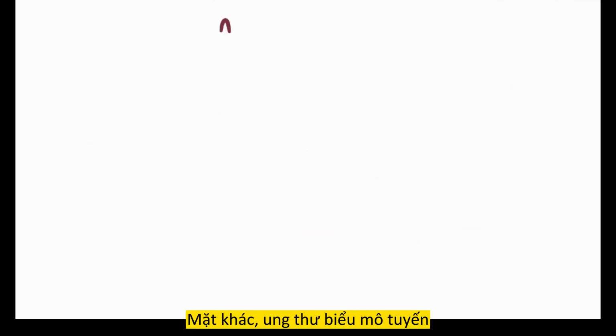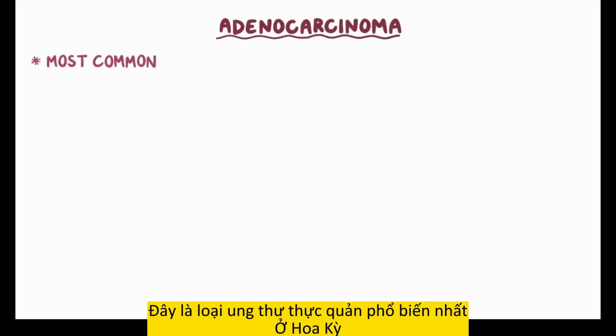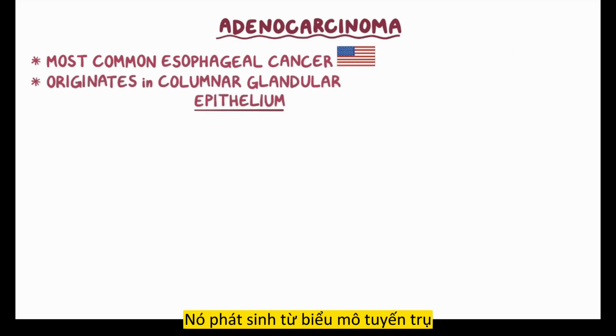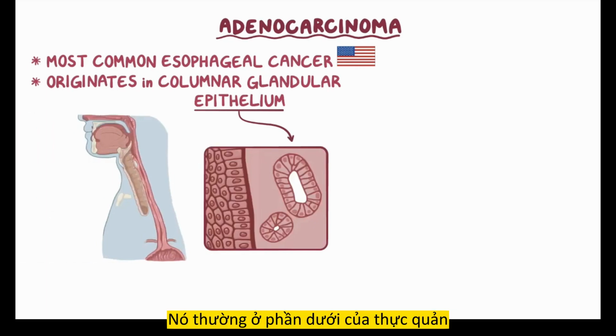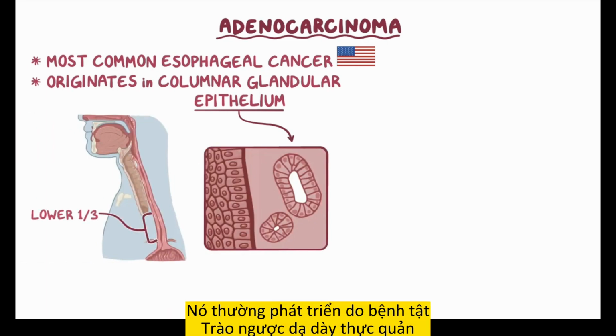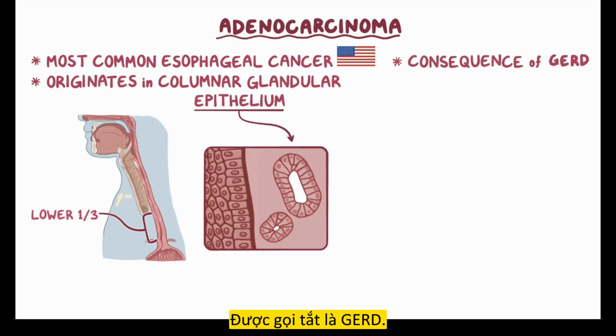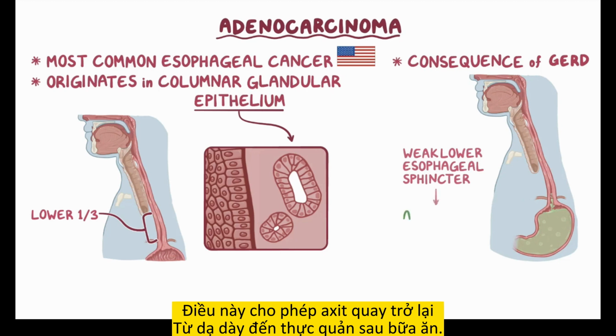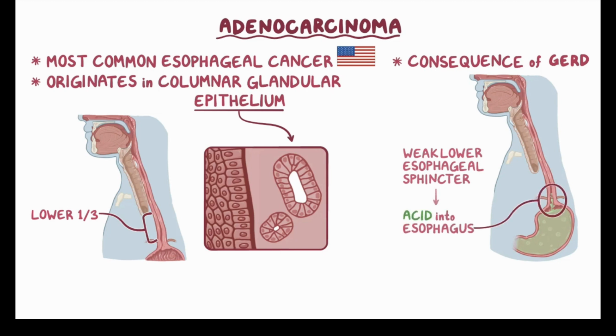On the other hand, adenocarcinoma is the most common type of esophageal cancer in the United States of America, and it originates in the columnar glandular epithelium, most often in the lower third of the esophagus. Most frequently, adenocarcinoma develops as a consequence of gastroesophageal reflux disease, or GERD for short. With GERD, the lower esophageal sphincter is weaker than normal, and it allows acid from the stomach to go back up into the esophagus after meals.